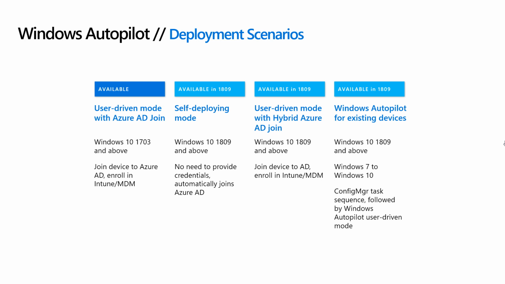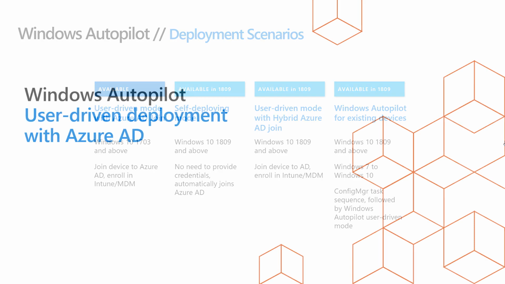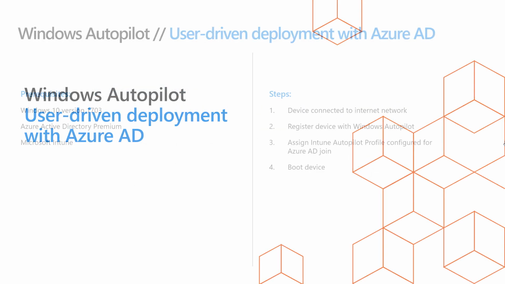And the latest scenario is Windows Autopilot for existing devices. I will cover that later. It means that you can migrate, not upgrade, but migrate your computer from Windows 7 to Windows 10 with Autopilot and with Configuration Manager. So it's a big topic. I hope I have enough time to cover that.